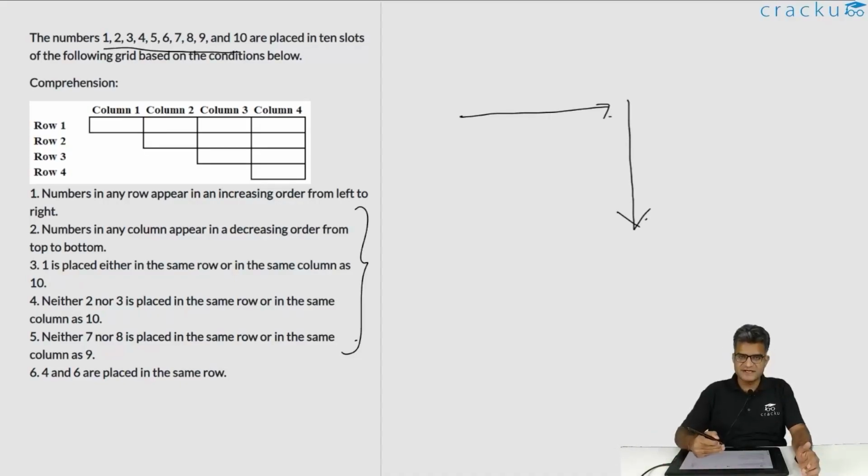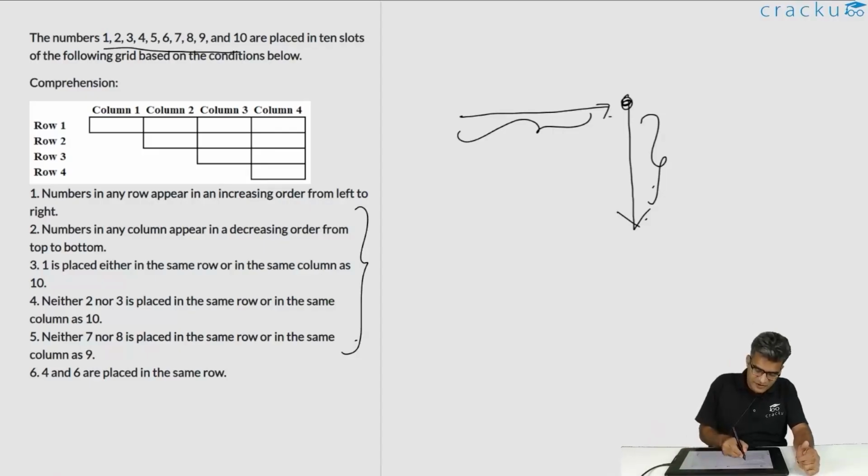So basically they're decreasing like this, which would essentially immediately tell us one thing. The number over here has to be greater than all the numbers over here and all the numbers over here. So that has to be the largest number. So this will be equal to 10.